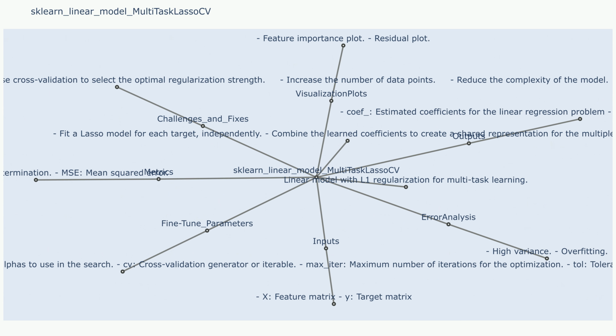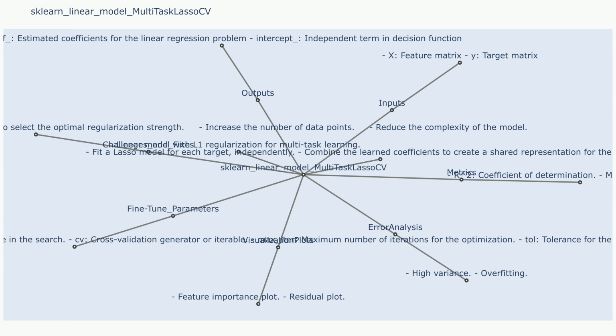Bayesian methods incorporate prior information about the coefficients and use Bayesian inference to estimate their posterior distributions. The uncertainty is captured by the width of the posterior distributions. Challenges and fixes. Challenge 1.